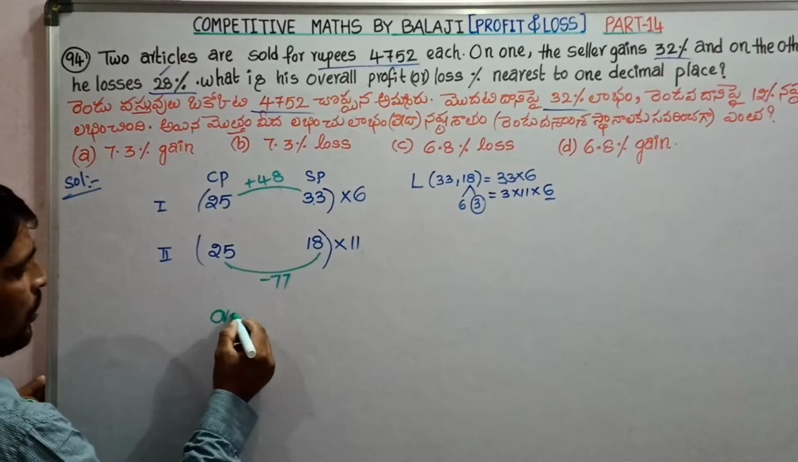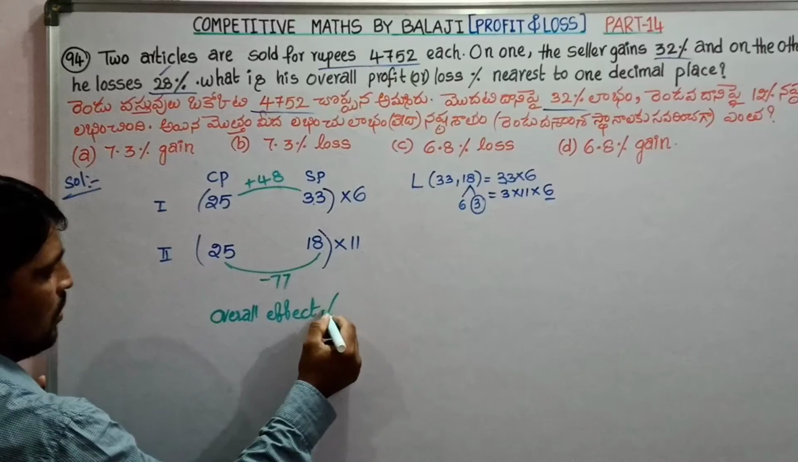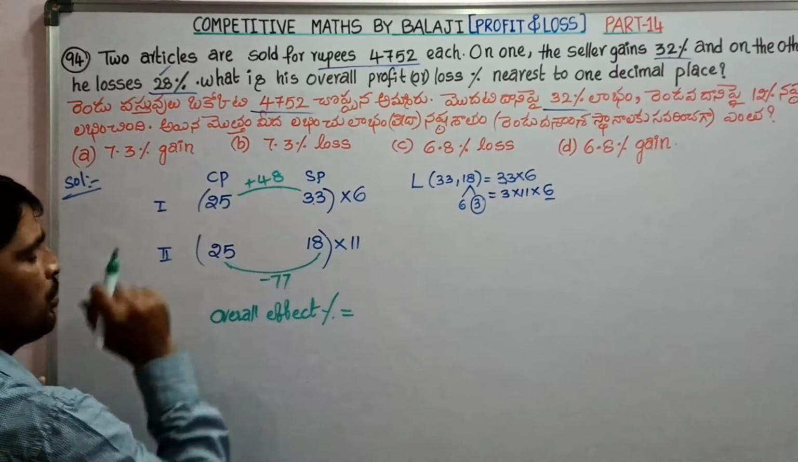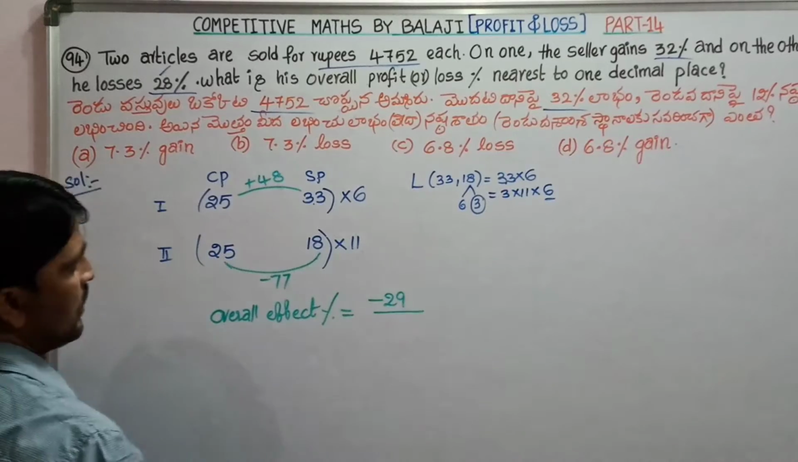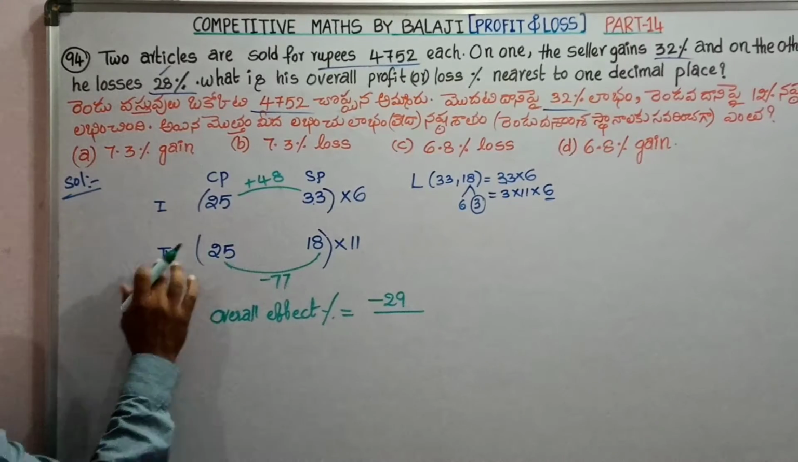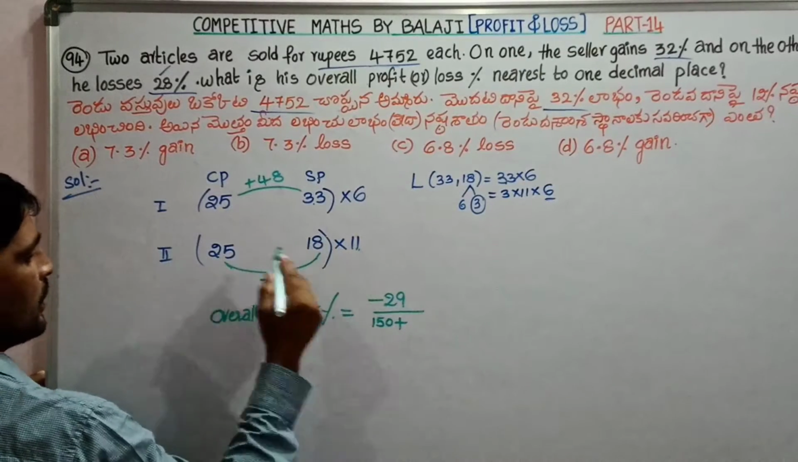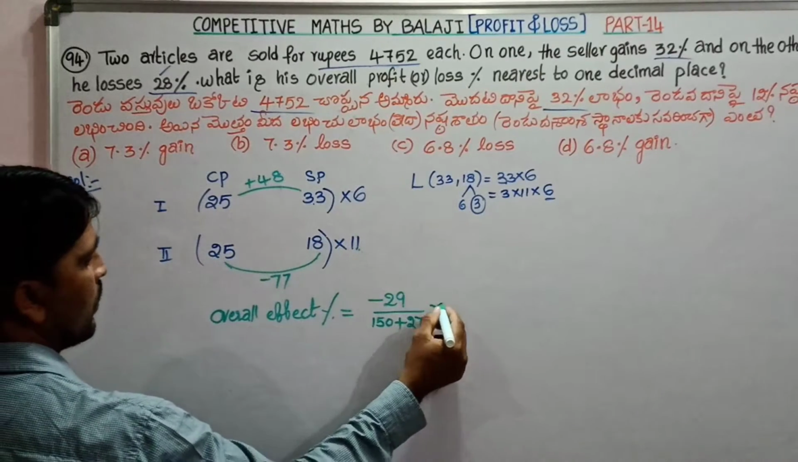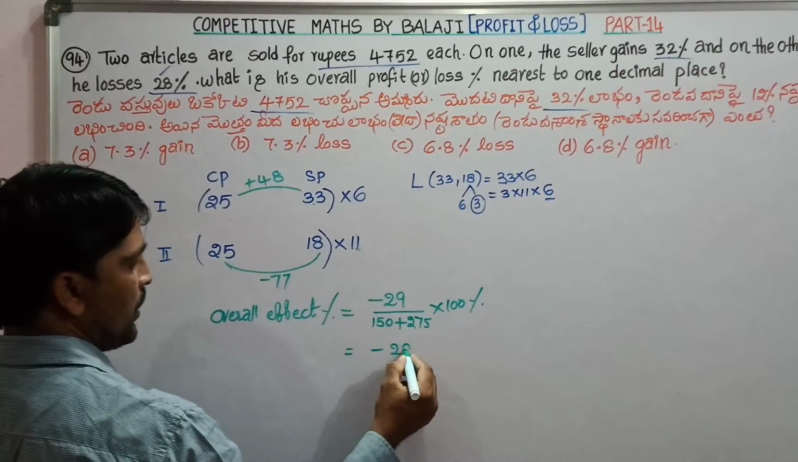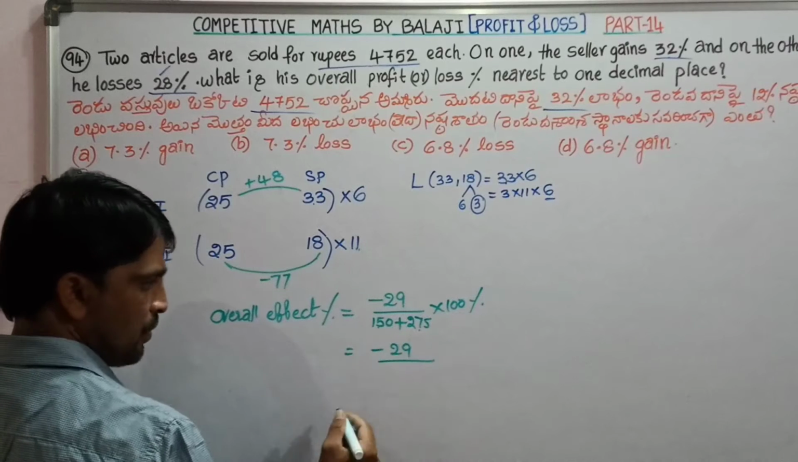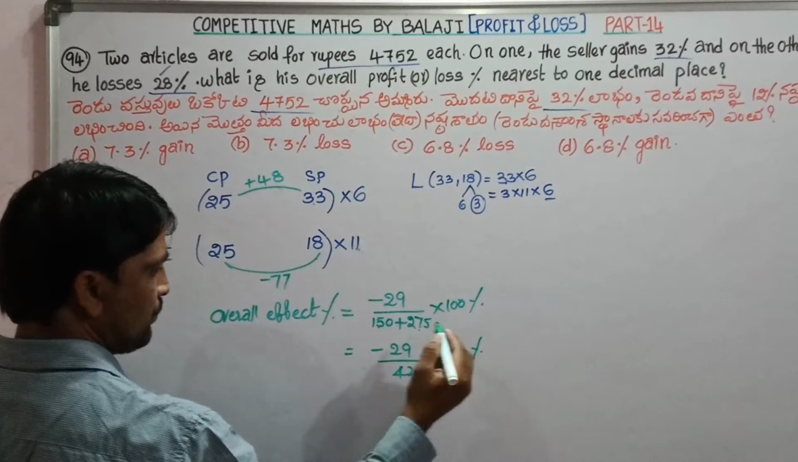So the overall effect is a loss percent, as the loss is more than the profit. Loss is 29 units over the cost price of both the articles: 6 twenty-fives are 150 plus 11 twenty-fives are 275, into 100%. That is 29 by 275 plus 150, 425, into 100%.